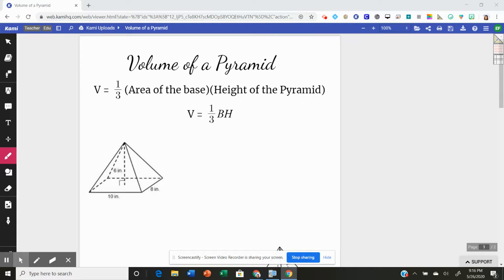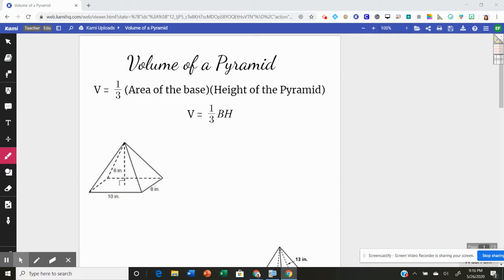As we go through a couple of examples, we'll see that the base shape of the pyramid can change. That's why it's the generic formula. It's area of the base times the height of the pyramid. So we have to find the area of whatever the base shape is, and then multiply it by the height of the pyramid, find 1/3 of that answer, and I'll show you how to enter all of that into the calculator.